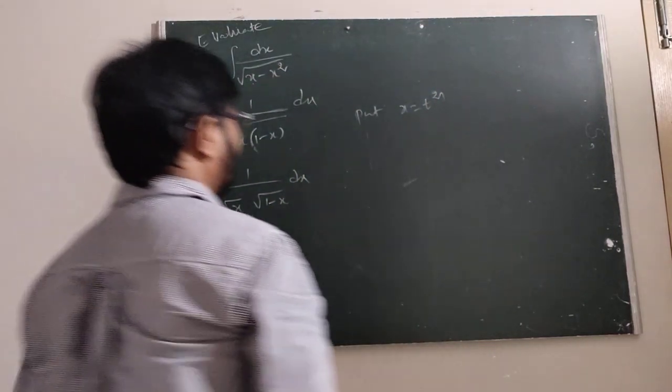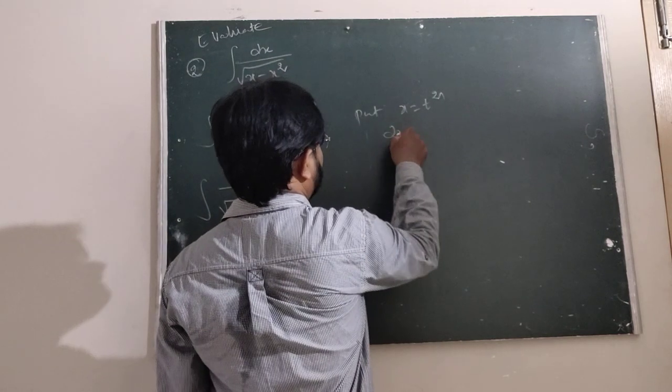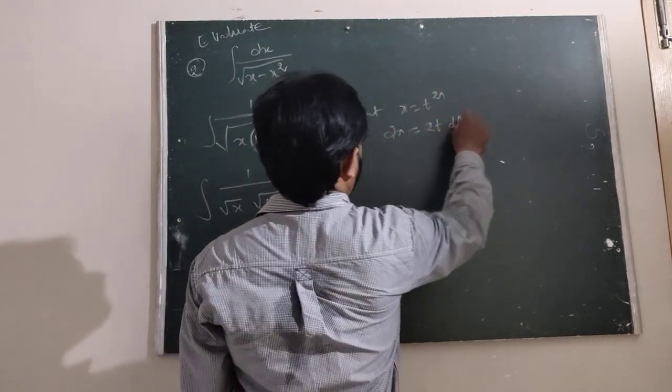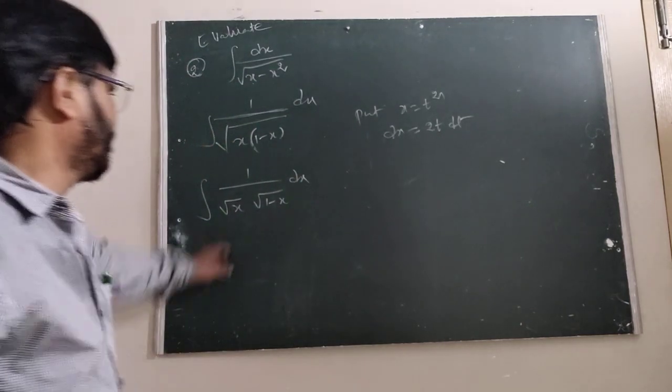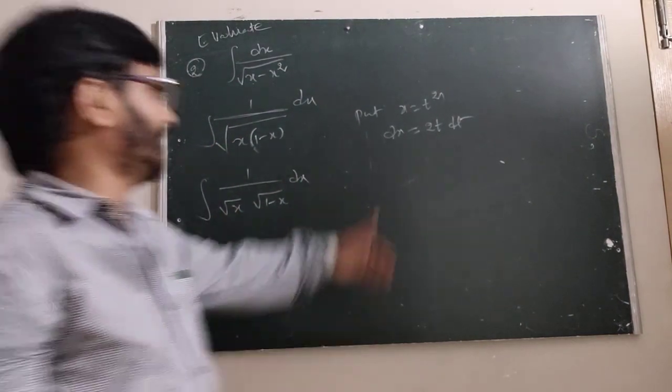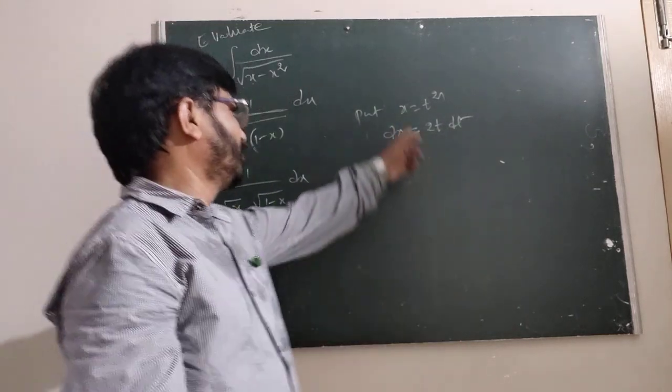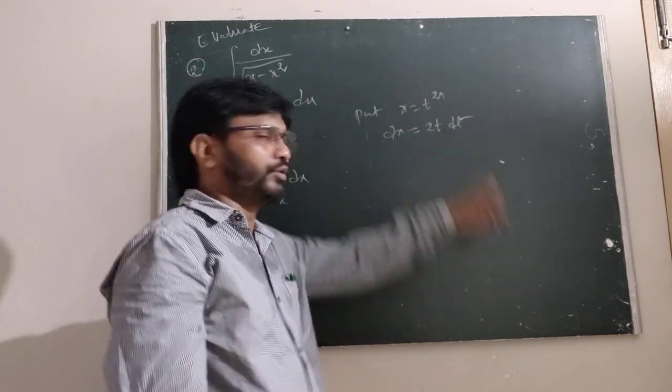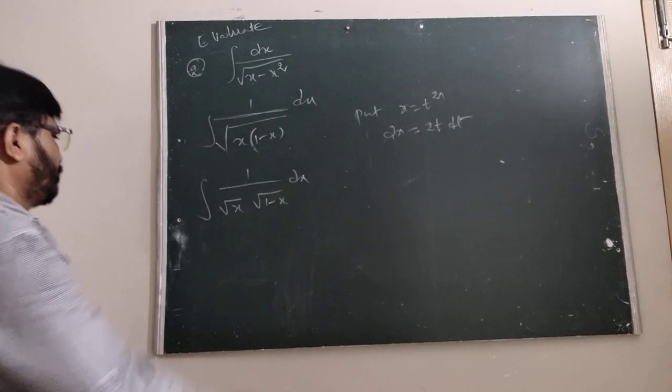Therefore we can write here dx equal to 2t dt. Is it okay? We are taking only x equal to t square. Now differentiating on both sides, the derivative of x is dx, and the derivative of t square is 2t into dt. Now those values are substituted in this.